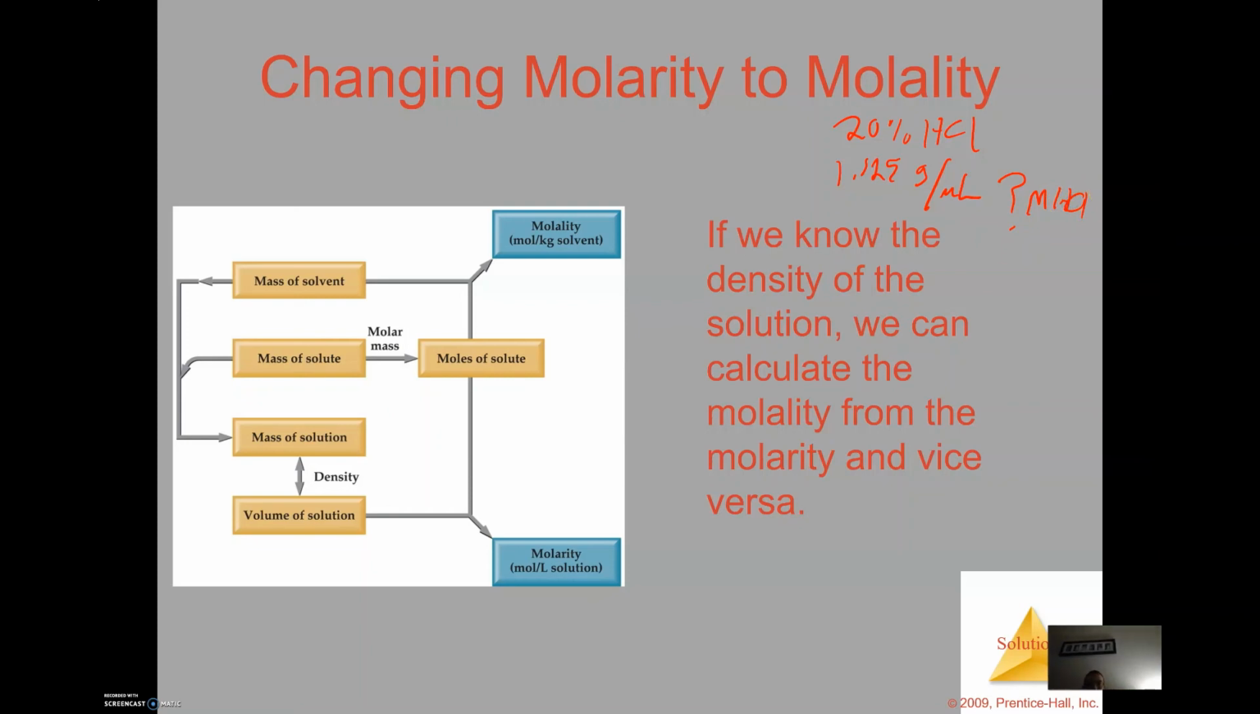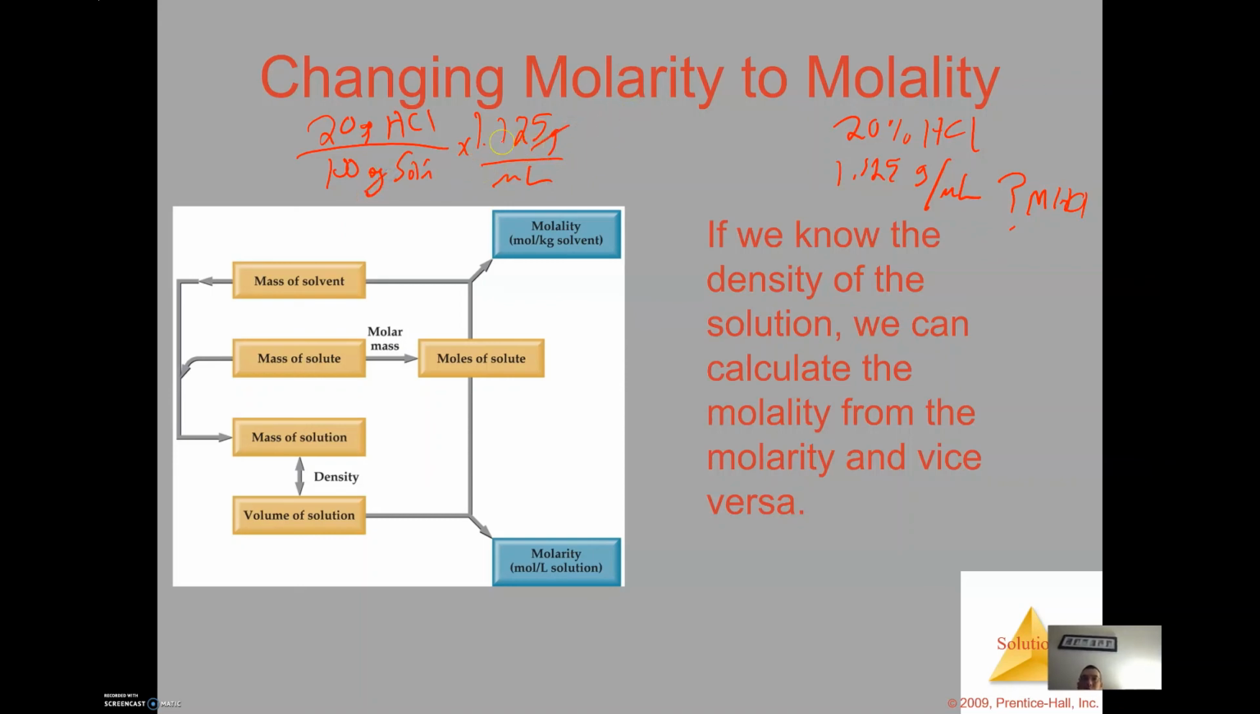So again, we have to look at the two things that are given to us. We have to understand that the percent mass is 20% HCl. And so what does that mean? That means that you have 20 grams of HCl for every 100 grams of solution. And then we're going to multiply that by the density, which was 1.125 grams per milliliter of solution. Now, you notice the grams are going to go away.